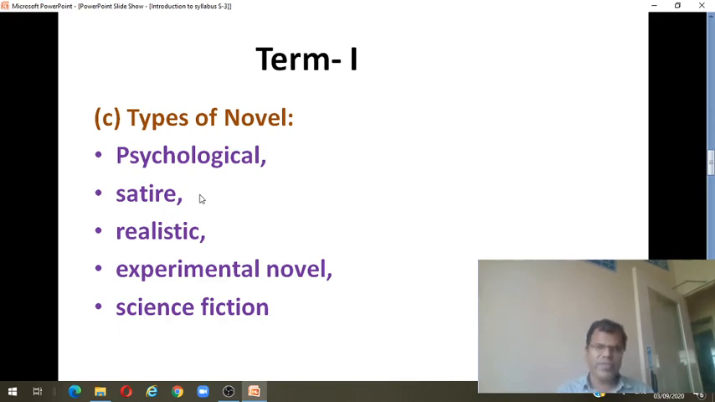The next type of novel is a realistic novel. In a realistic novel, the events and dialogues have been taken from real life, and they have been presented in such a way that the reader thinks that this is real. Then there is experimental novel. There are few novelists who have experimented with the form of novel. The next type of novel is science fiction. Science fiction deals with the phenomena of science. The most important and famous example of science fiction is the novels of H. G. Wells. For example, The Time Machine.